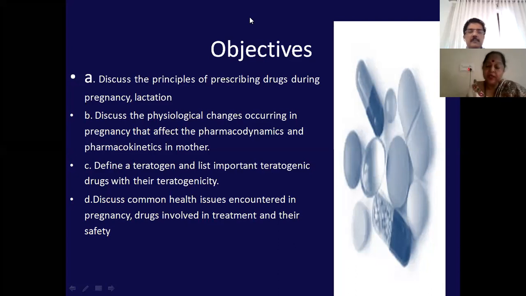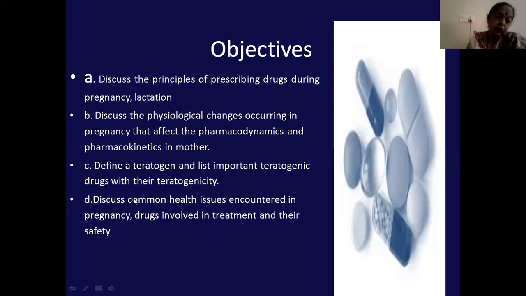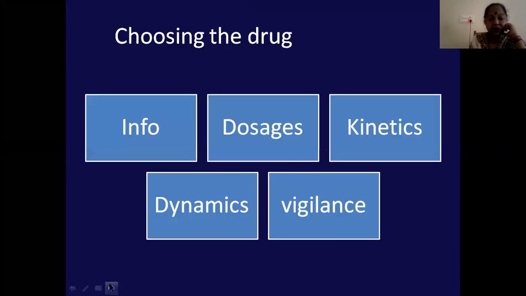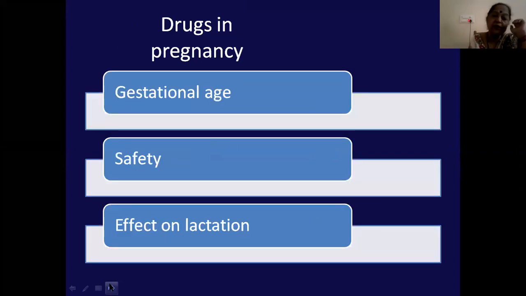I want to tell you one thing: what is rational drug therapy? Whenever we talk about rational drug therapy, that means using the right drug in the right dose and for the right duration. This should always be the intention whenever you are prescribing any drug. These decisions in pregnancy are individualized and involve complex maternal, fetal, and infant risk-benefit considerations. So whenever you are choosing a drug, you should have proper information: the dosage system, the kinetics, dynamics, and pharmacovigilance. All these things are very important, and the gestational age at which you are prescribing.